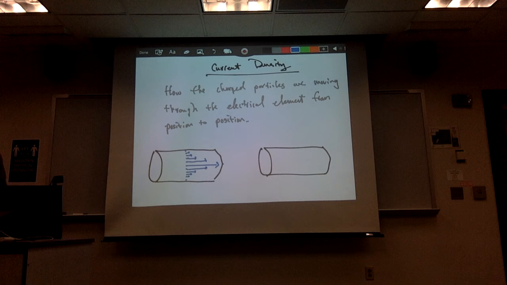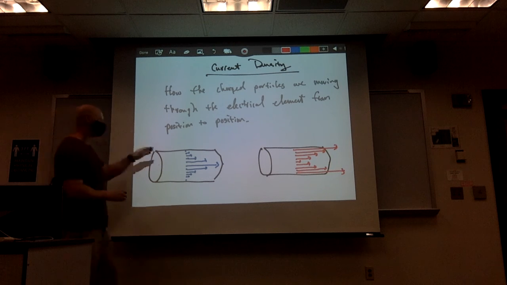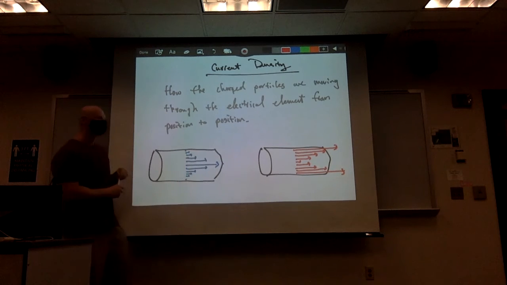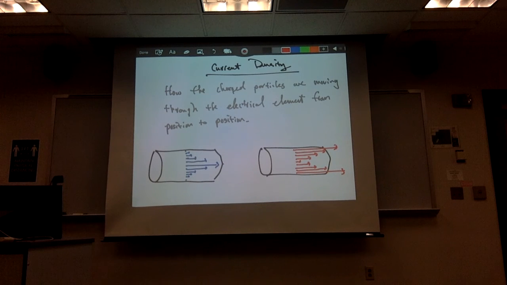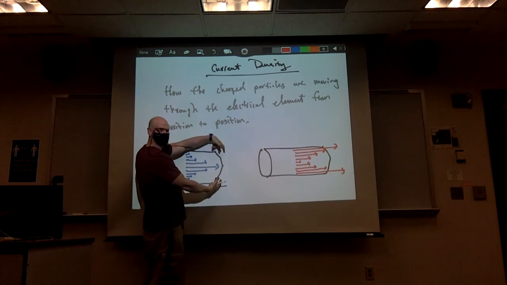Or it may turn out that actually I have the maximum on the outside. And then as I start getting closer and closer to the center, this is actually going to drop, and then maybe I have a little bit moving through the center. But then it increases again as I move toward the outside. So these are different possible profiles of how the charges are moving from position to position. But again, the current itself is the average over this entire cross-sectional area.